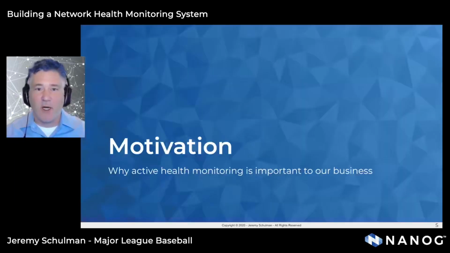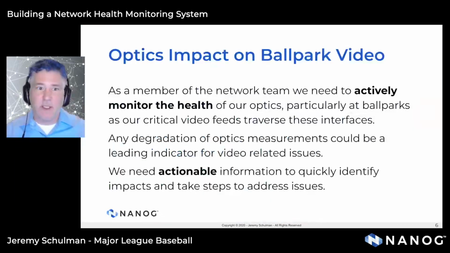All right, so why did we do this? In our world, we have a lot of video feeds, and everything's connected through optics. And these environments could be not temperature controlled, so you have a lot of heat and dirt, and it's a ballpark. So looking at the quality of our optics and understanding if there are any issues could relate to any video problems we may have. So we want to make sure that our optics are healthy.